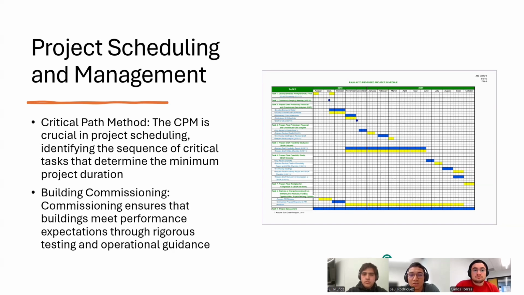Building commissioning ensures that buildings meet performance expectations through rigorous testing and operational guidance. It's essential for systems like HVAC and sustainable design. The whole building performance is affected by it. It is required for obtaining LEED certification.